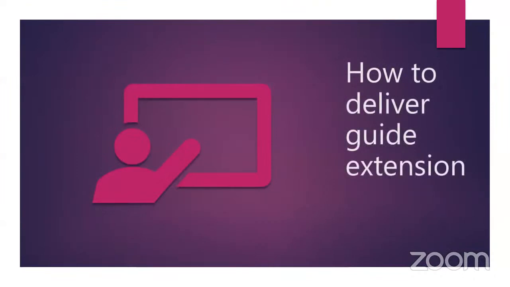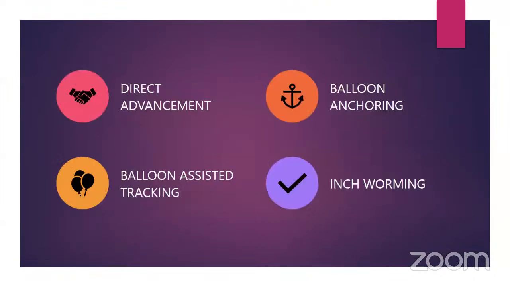How to deliver a guide extension? Either by direct advancement, or balloon anchoring technique, or balloon-assisted tracking, or by inchworming. If there is no proximal lesion, we can carefully directly advance the guide extension catheter, or by placing a small 1.5 by 15 semi-compliant balloon distally as an anchor, we can slowly advance the guide extension catheter. The safest ones are the balloon-assisted tracking and the inchworming technique.